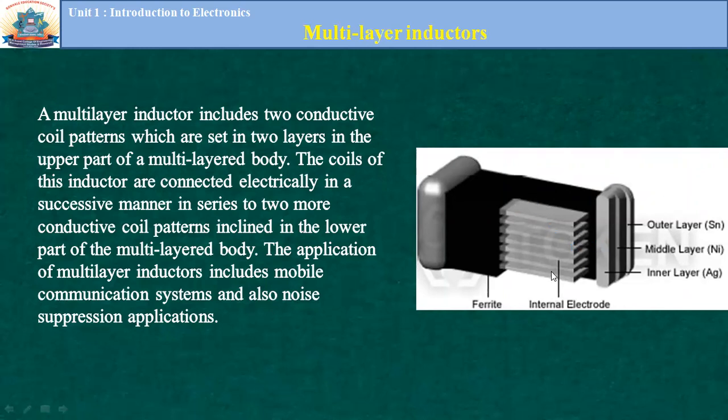Then we have multi-layer inductors, chip type inductors, surface mount type. Different layers of electrodes can be arranged. Multi-layer inductors include conductive coil patterns set into layers. This is one layer, this is a second layer. Likewise, we can increase the inductance.